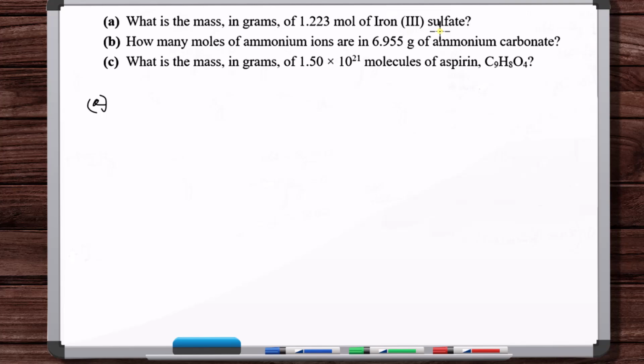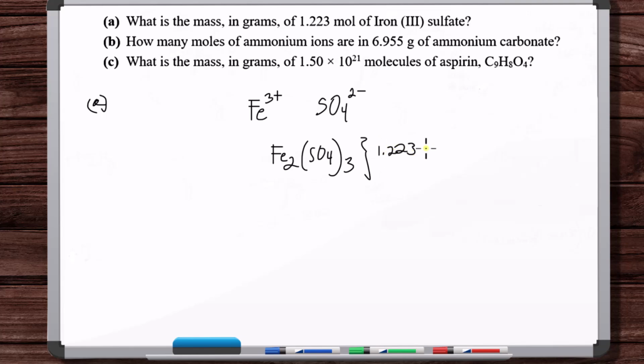So the ionic compound iron 3 sulfate, you've got the iron 3 plus cation and the sulfate anion. So these come together to create iron 3 sulfate. Okay, they're saying that we have 1.223 moles of iron 3 sulfate.